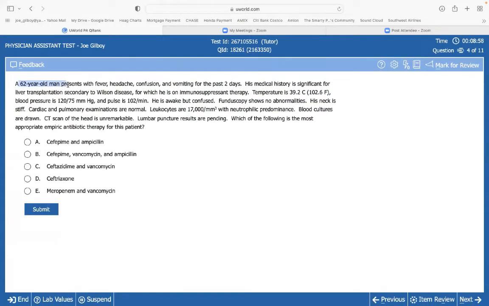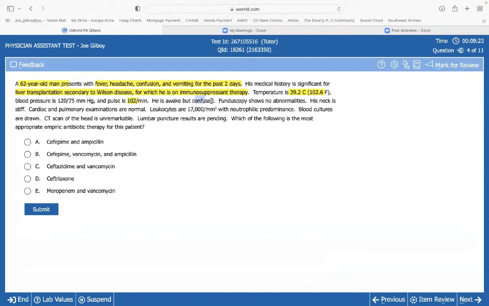So I got a 62-year-old man, presents with fever, headache, confusion, and vomiting for 2 days. Like, okay, that can't be good. His medical history is significant for a liver transplant secondary to Wilson, and oh, he's immunocompromised. That's never good. Okay, he is febrile. Blood pressure is fine. A little tachy. He's awake, but he's confused.